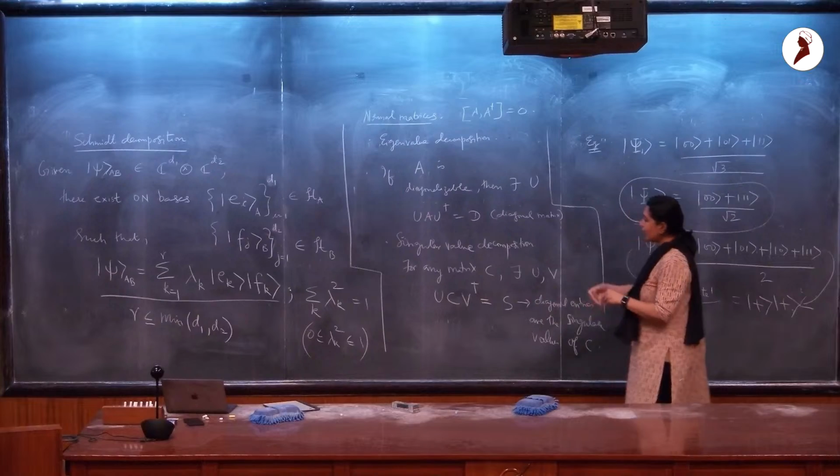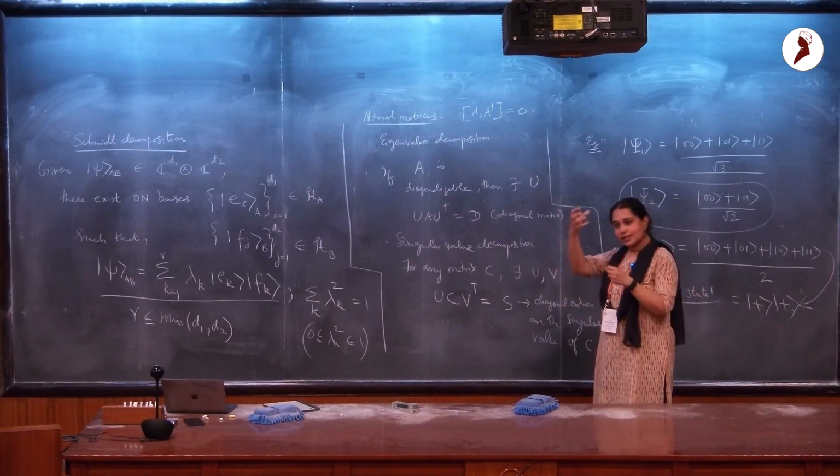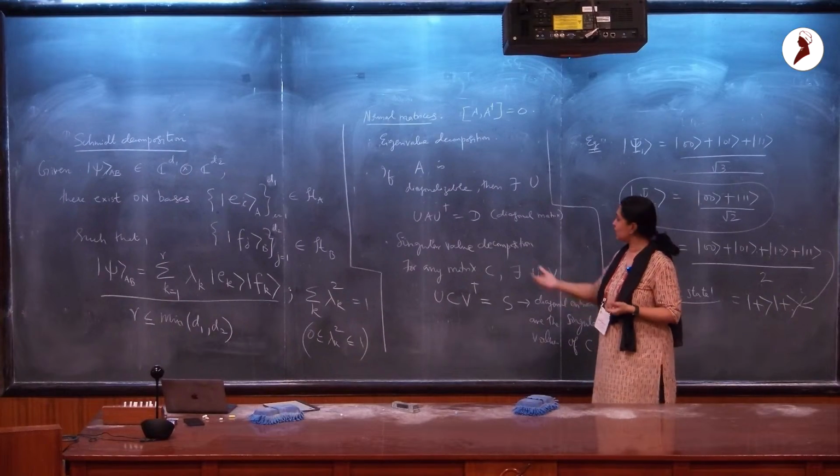See, the point is, when I have a diagonalizable matrix, there is a special set of values that I extract from it, which are these eigenvalues.